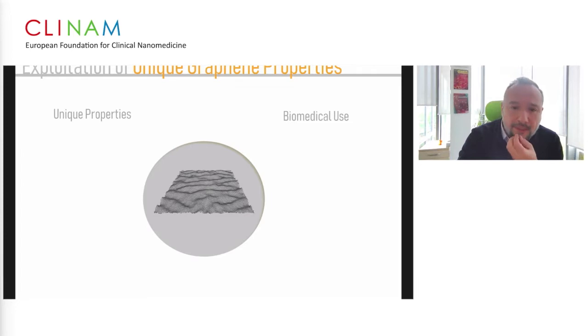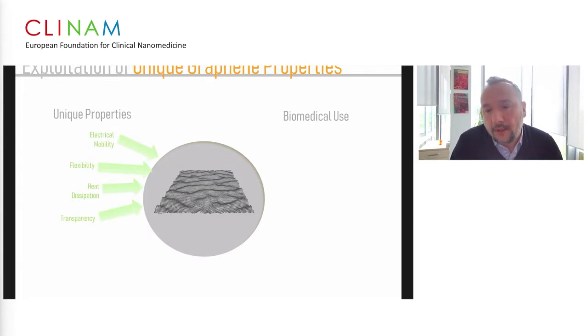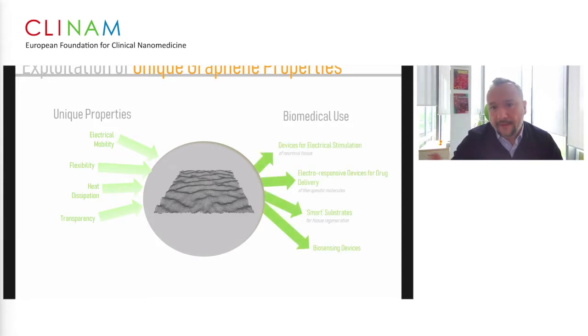So what we did over 10 years ago now, we were deciding which of these unique properties we were going to translate into a meaningful biomedical, hopefully clinical solution. And I'm showing only four here that we decided to focus on: electrical mobility, flexibility, heat dissipation, and transparency. And if you look at the biomedical use end on the right-hand side, you see the very different technologies that we have developed and are working towards developing in order to offer solutions to specific clinical problems.